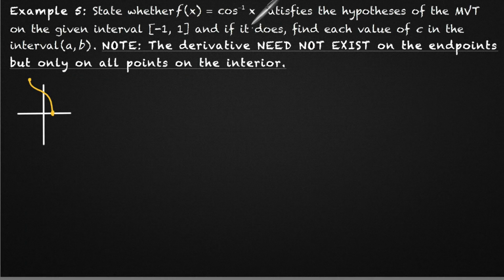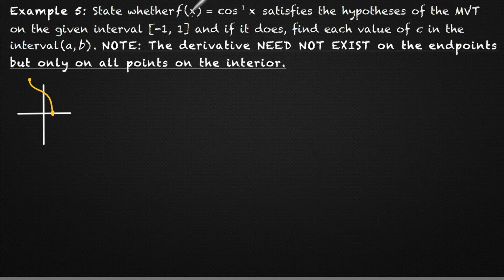Example 5, state whether the inverse cosine satisfies the hypotheses of the mean value theorem on the given interval of -1 to 1. Well, is it continuous? Yes, it is. Is it differentiable at all points in its interior? Not necessarily at the endpoints, so go back and read the definition there. Note, the derivative does not need to exist on the endpoints, but only on all points in the interior, which it does, so we can use the mean value theorem to find the point that has the same slope as the points in between here.